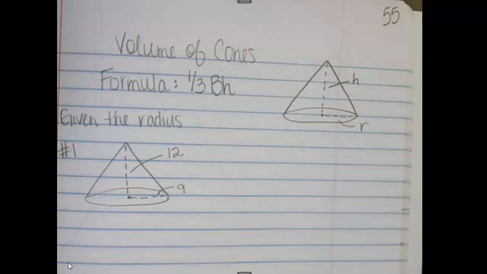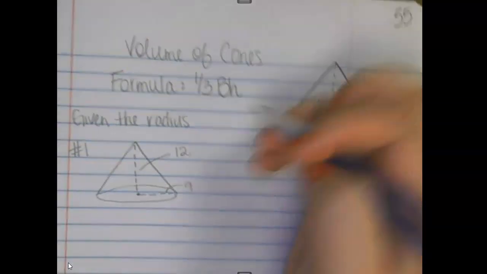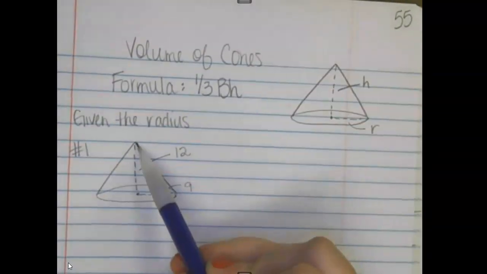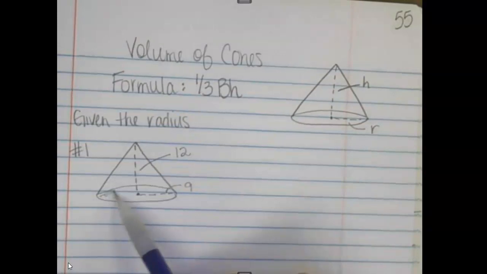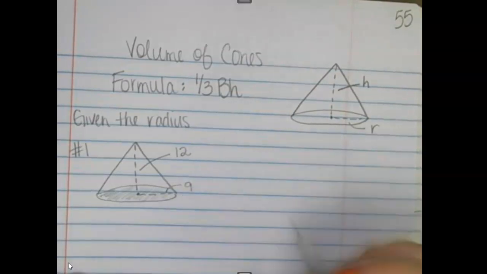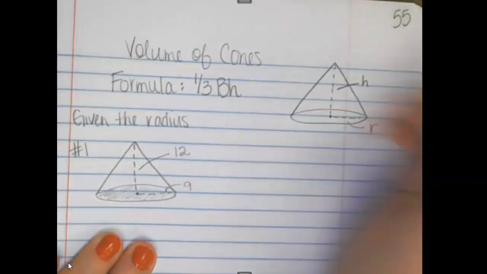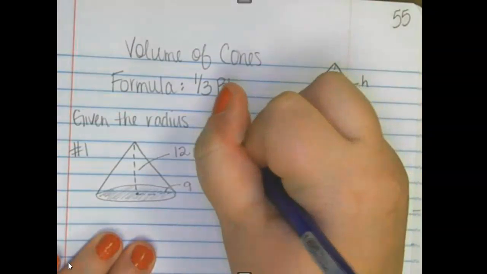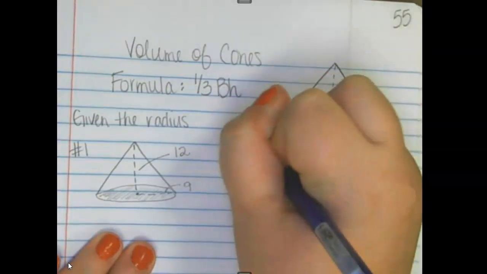Alright, so we're going to start by shading the base. Here's our sharp point. Across from that point is going to be my base. I'll shade it lightly because I want to be able to see that dotted. So my formula is volume equals 1/3 big B H.